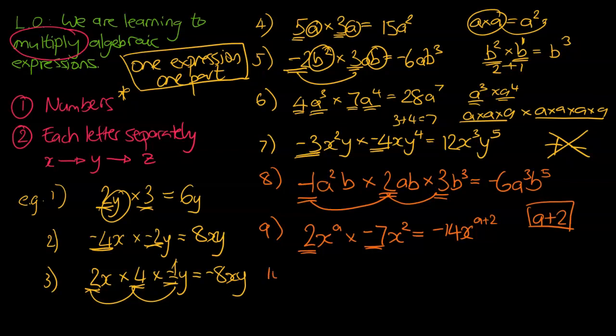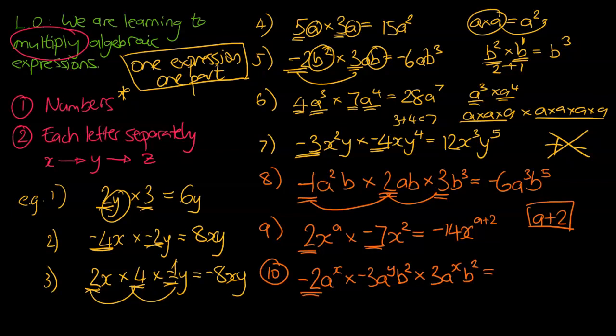We're going to finish up with one final hard question. We're going to have negative 2a to the power of x times negative 3a to the power of y, and we're going to multiply that by b squared, and then times 3 to the power of ax, and then b squared again. So the same process applies.